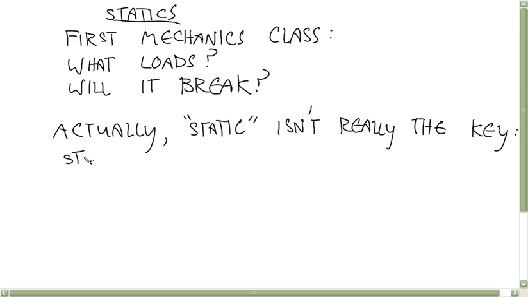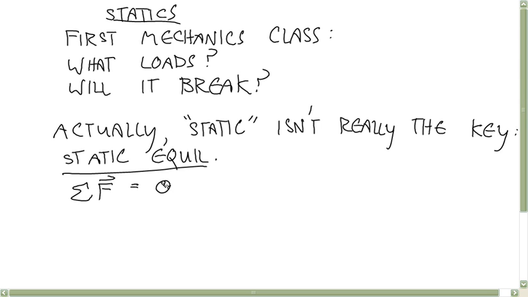For example, if something's in static equilibrium, Newton's second law and the rotational version of Newton's second law look like this. The sum of the forces is equal to 0, and the sum of the moments about some point, I'll say A, is equal to 0. Okay? And these are the fundamental equations in this class. Everything we do is going to be based on solving these equations, setting them up the right way.